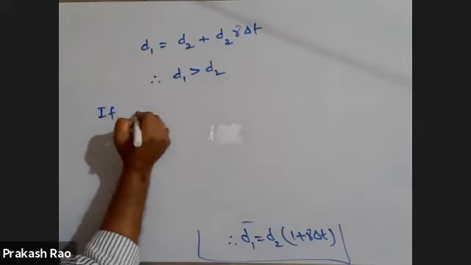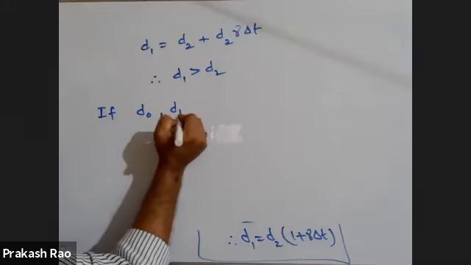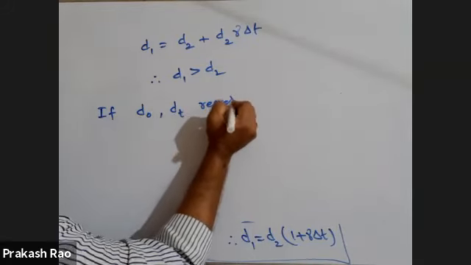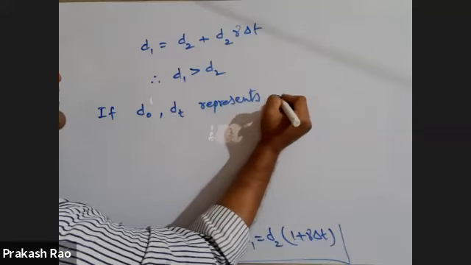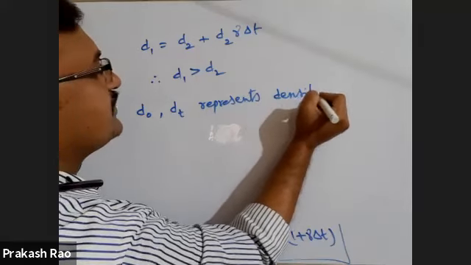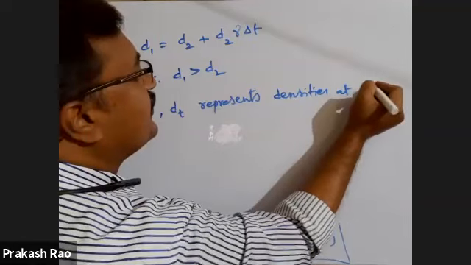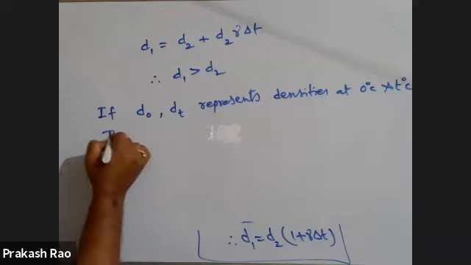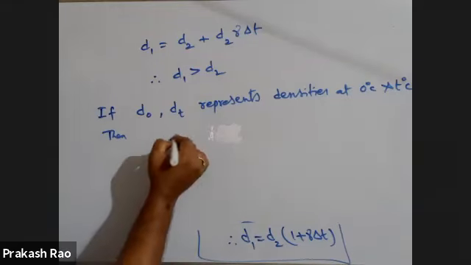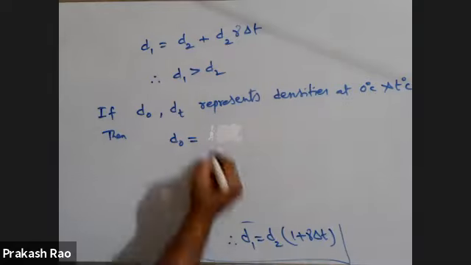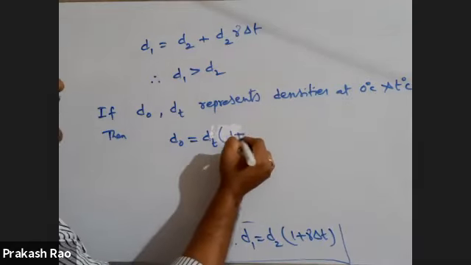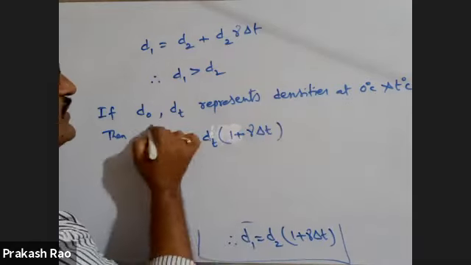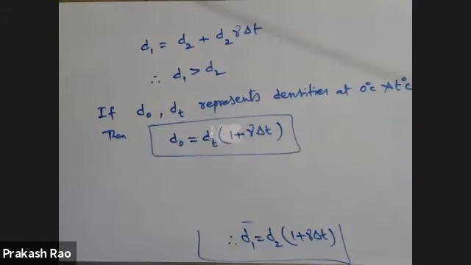Next, very important expression. If d0 comma dt represents densities at 0 degrees centigrade and T degrees centigrade, then I can write this expression as d0 is equal to dt of 1 plus gamma into delta t. This is also one of the very important expressions. It is the most important expression, my dear students.